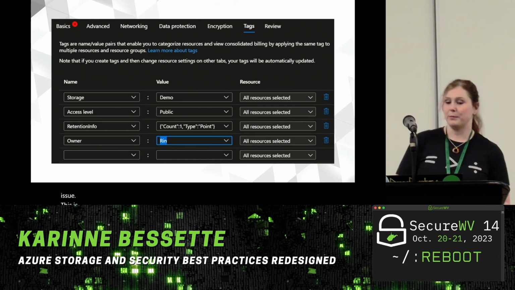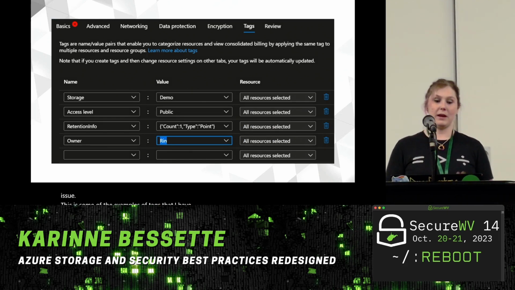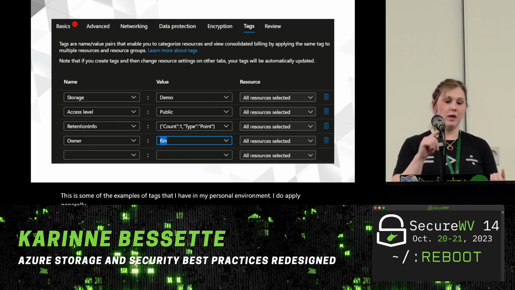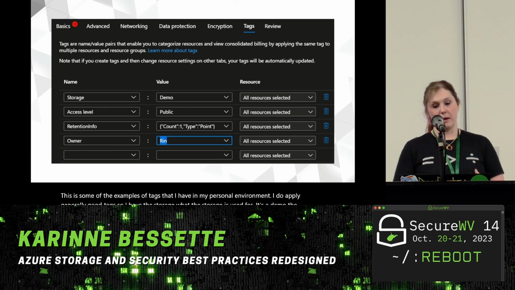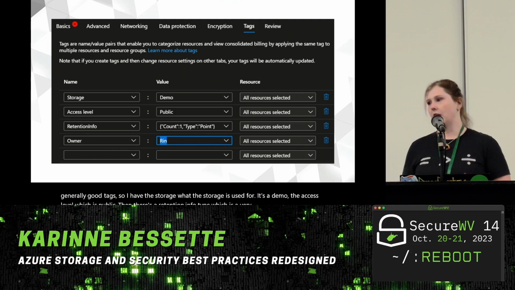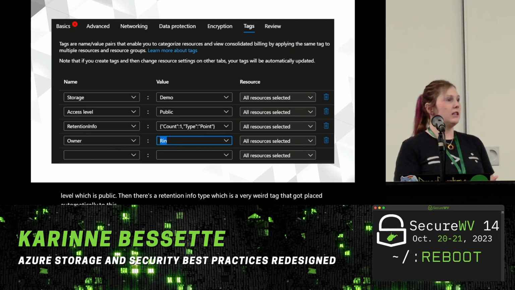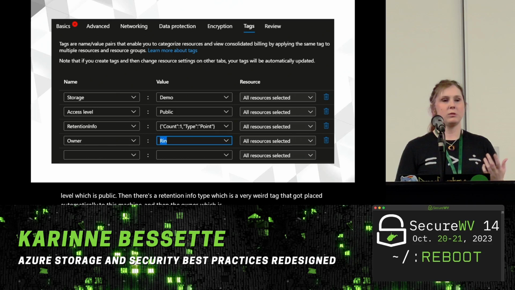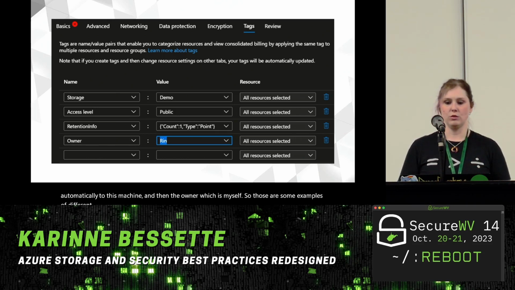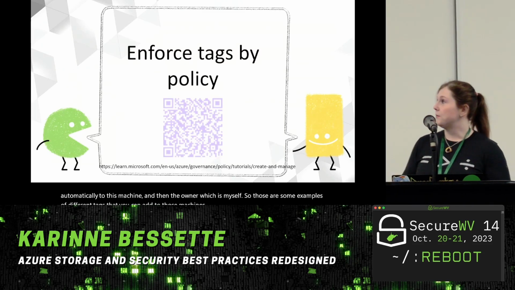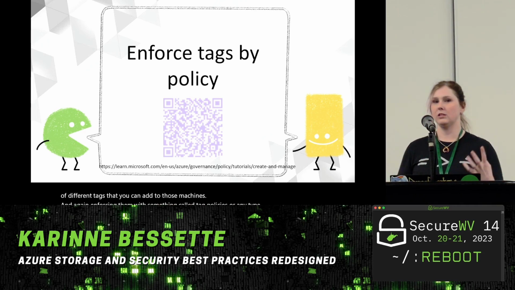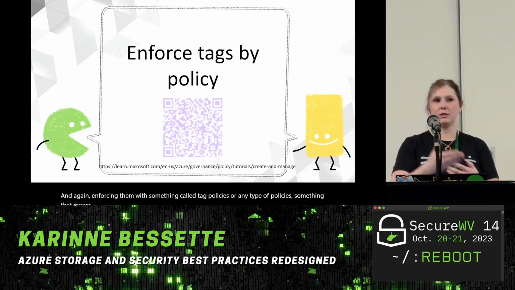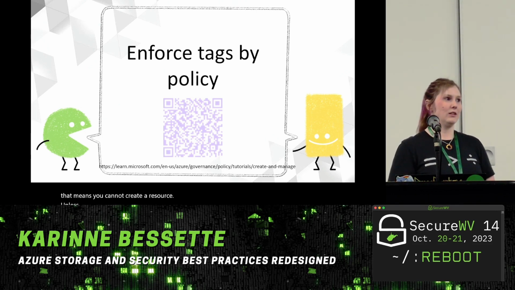This is some of the examples of tags that I have in my personal environment. I do apply generally good tags. So I have the storage, what the storage is used for, it's a demo. The access level, which is public. Then there's a retention info type, which is a very weird tag that got placed automatically to this machine. And then the owner, which is myself. So those are some examples of different tags that you can add to those machines. And again, enforcing them with something called tag policies or any type of policies, something that means you cannot create a resource unless you apply a tag to it.